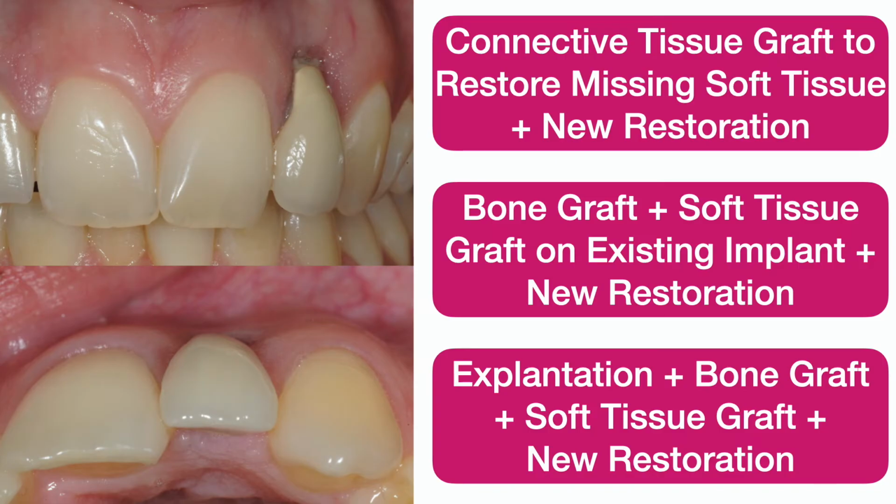If we look at recession around an implant restoration, what are the things that we can do? We can certainly do a connective tissue graft, restore the missing soft tissue defect, and maybe a new restoration. That's possible perhaps in some cases. Can you take the same implant, do a bone graft around it, soft tissue graft on the existing implant, and do a new restoration, perhaps in some cases? And the third possibility is the explantation. Remove the implant, restore the missing bone and tissue, and do a new restoration.